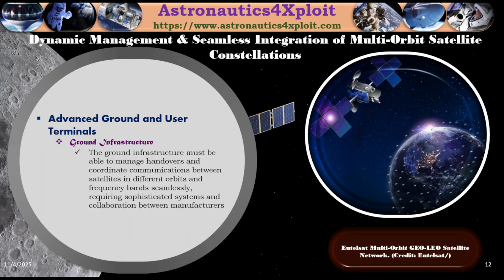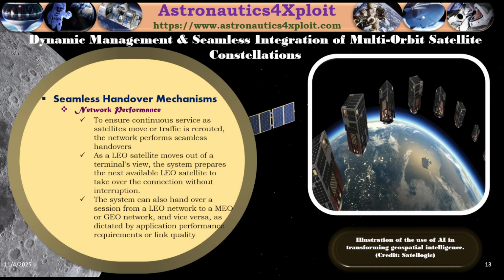The ground infrastructure must be able to manage endeavors and coordinate communications between satellites in different orbits. Eutelsat multi-orbit GEO-LEO satellite network is shown in this picture. Seamless handover mechanisms: in order to ensure continuous service as satellites move or traffic is rerouted, the network performs seamless handovers. As a LEO satellite moves out of a terminal's view, the system prepares the next available LEO satellite to take over the connection without any interruption.